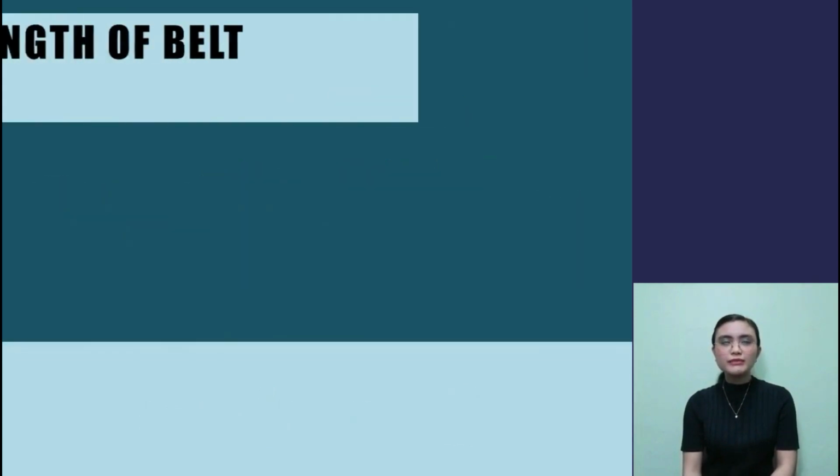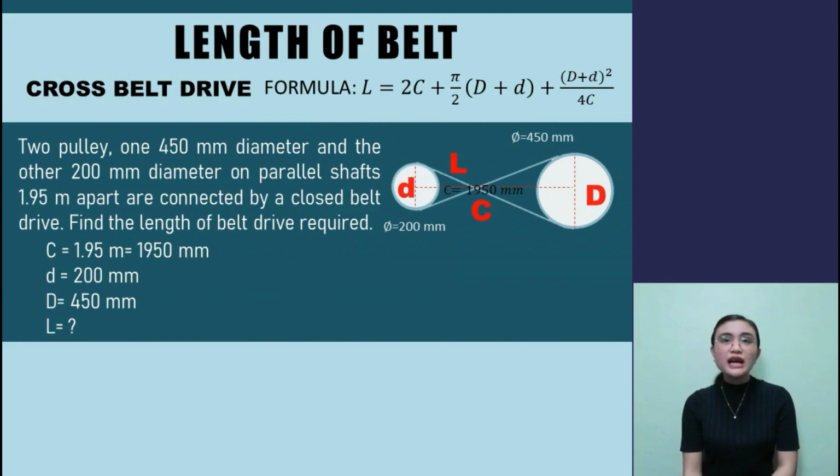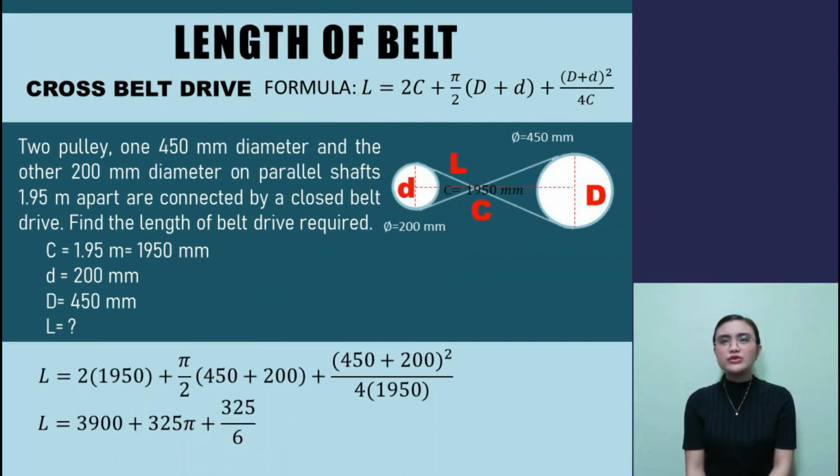For example, in this problem, two pulleys, one 450 millimeter diameter and the other 200 millimeter diameter, and the parallel shafts 1.95 meters apart, connected by a closed drive. Find the length of belt required. So we have the given and we're asked to find the required length of belt. This is the diagram. By the given formula, we will substitute the given we have formulated. So the required belt length is equal to 4,975.